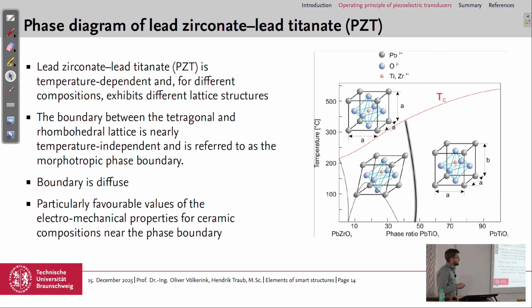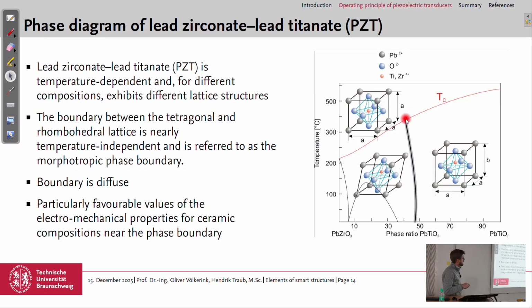And I'd like to introduce this with the example of the lead zirconate titanate, PZT material. Here in this phase diagram, we have the cubic lattice, which is above this line, which is Tc, the Curie temperature. And if we cool down the material, then it changes to a rhombohedral or a tetragonal lattice. And these two then have the piezoelectric effect. The cubic lattice does not have the piezoelectric effect.